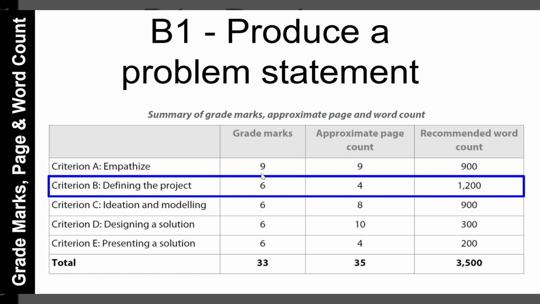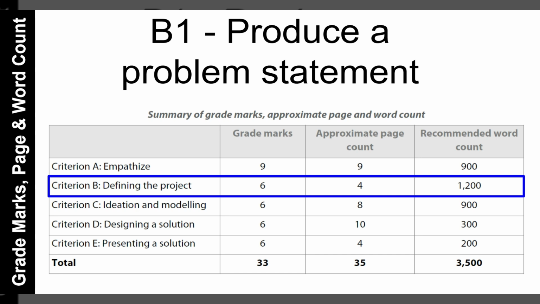Criterion B is out of 6 marks. You have 4 pages for this. It does say approximate page count here. However, the overall work page count is what really matters. So, it says 1 page for B1, but if you use 2, that's absolutely fine. As you can see in some of the examples, 3 pages were used as well, and they were not penalized for it.